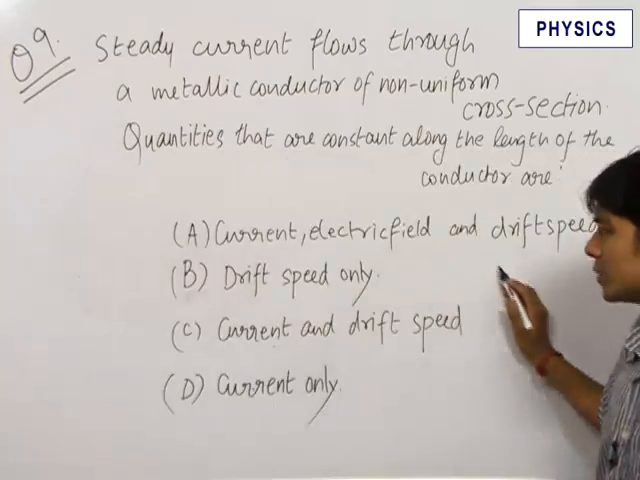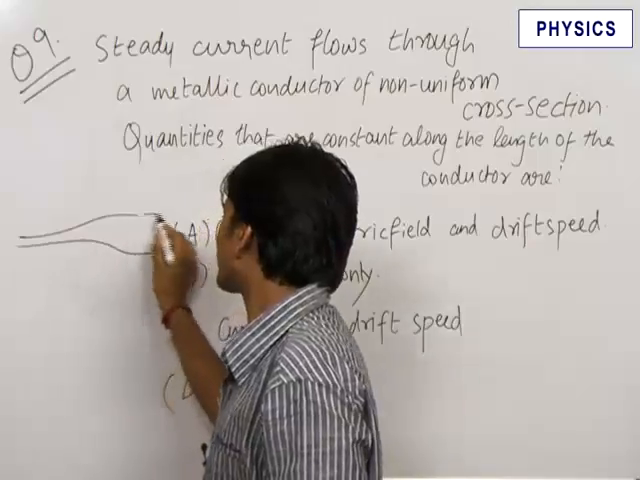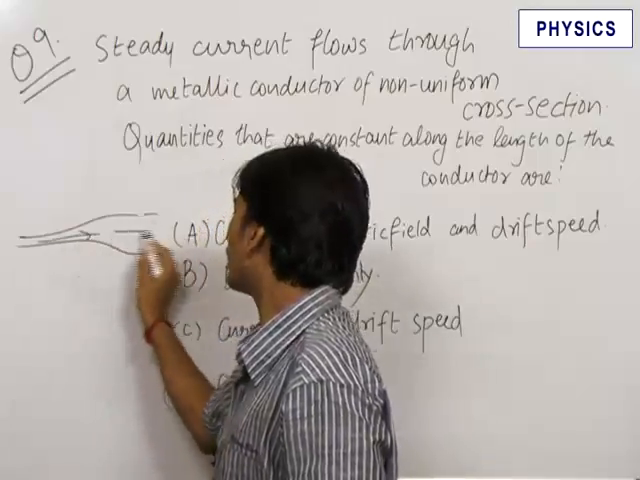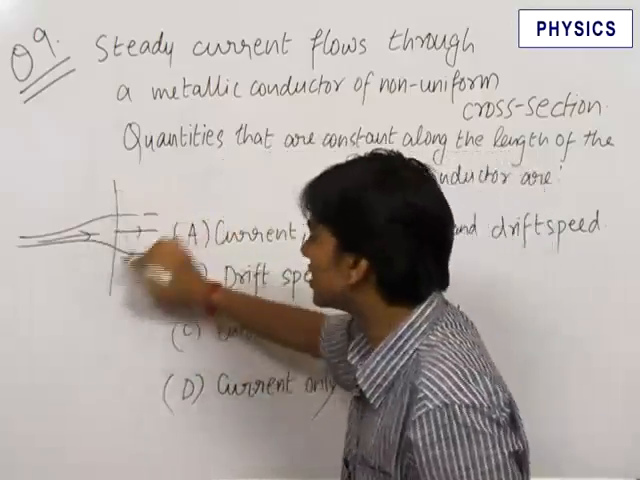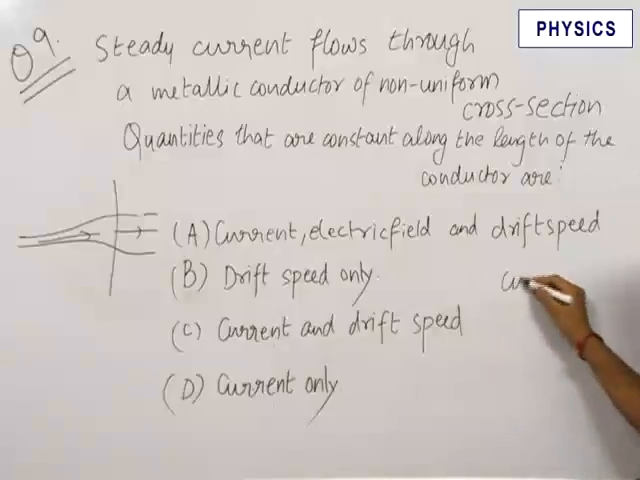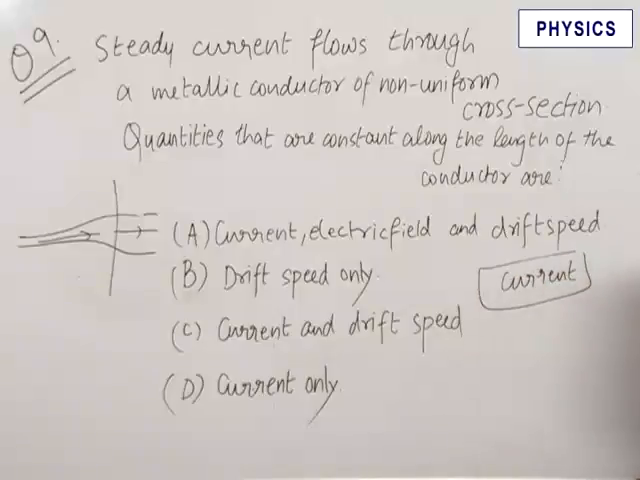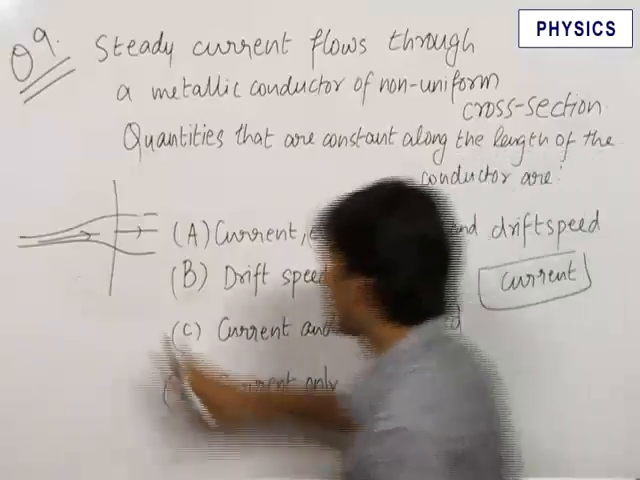Now, as we know, for the wire, even if it has non-uniform cross section, the current through it will always be constant. That will be same throughout the length, because charges do not accumulate in any region of the wire. Therefore, current is definitely one of the quantities that remains constant throughout the length of the wire. Now, let us talk about electric field. Let us look at them one by one.